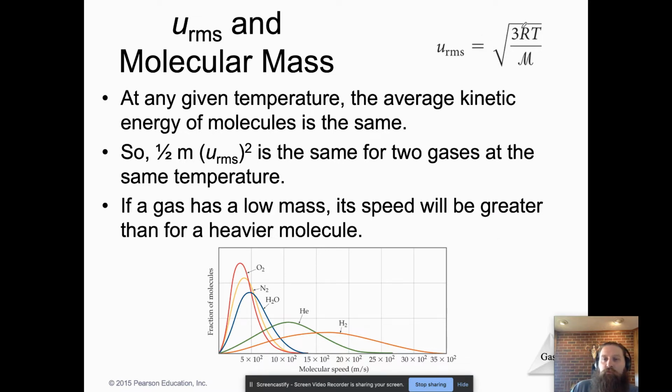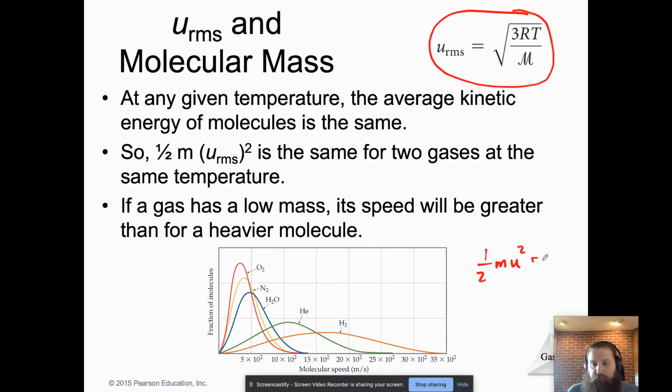The RMS and the molecular mass are actually pretty well related. So you can relate the root mean square speed and molecular mass using this equation right here. Make sure you remember this equation. It's the square root of 3RT over the molar mass. You can solve this out and find that 1/2 mu squared is going to give your kinetic energy, which is cool, which we usually just write as energy.